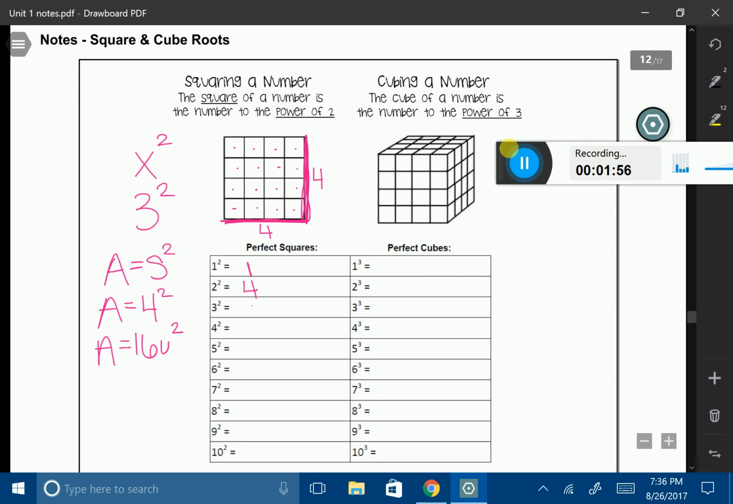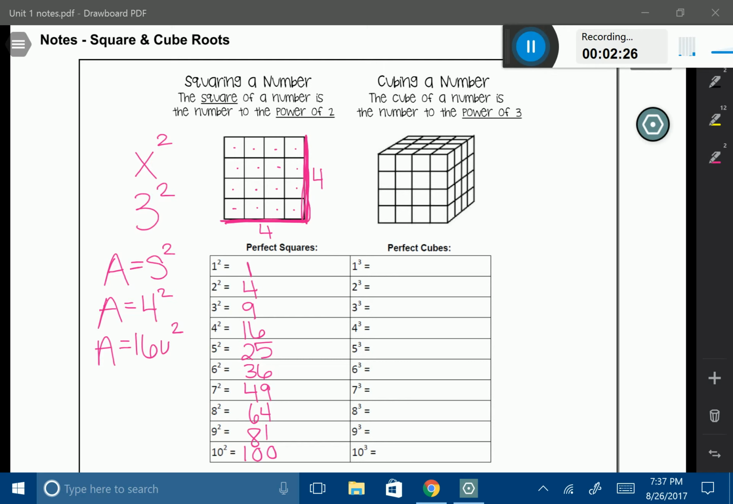So 3 squared is 9. 4 squared we see above is 16. 5 squared is 25. You're probably very familiar with these numbers. 6 squared is going to be 36. 7 squared is going to be 49. 8 squared is 64. 9 squared is 81. And 10 squared is 100. So those perfect squares are definitely ones that you want to commit to your memory if you haven't done so already. Now let's look at cubing a number.